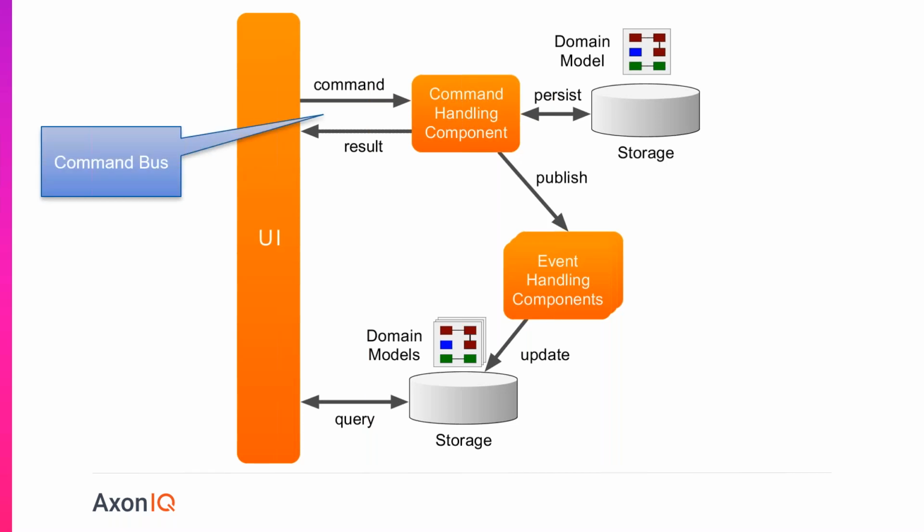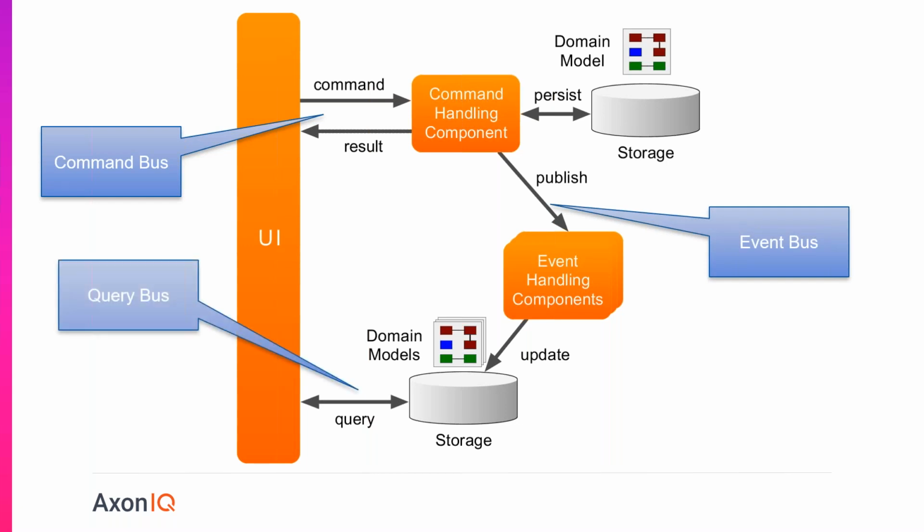In Axon, we use the buses to decouple these components. So the UI in this case communicates with these command handling components by putting command messages on a command bus. Now the sender doesn't know where the recipient is, where the actual handler is. It might be in the same VM, it might be somewhere else. It doesn't care, right? The same for the events. The events are published on an event bus in Axon, and queries, well, you can guess by now, are put on a query bus.